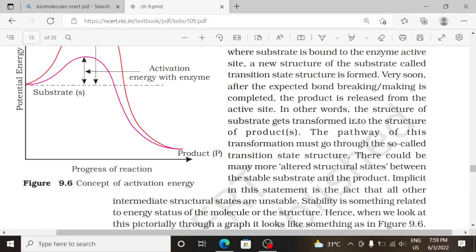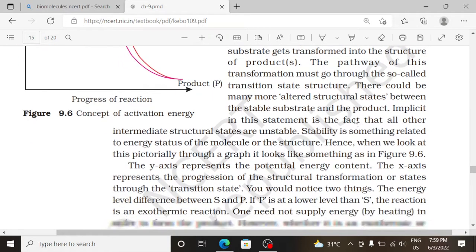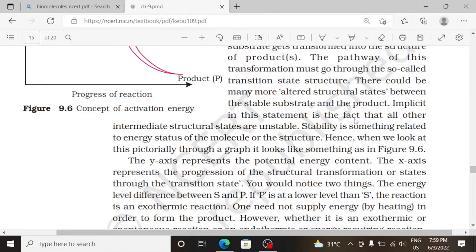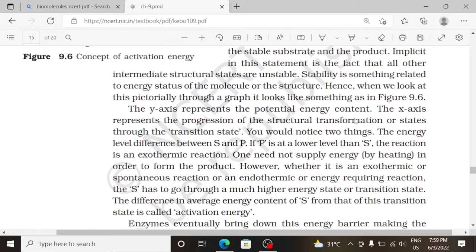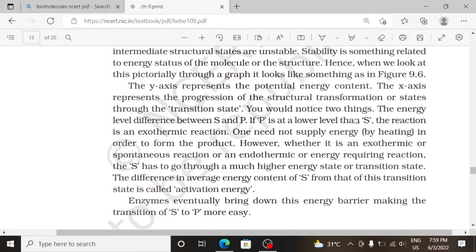In other words, the structure of substrate gets transformed into the structure of products. The pathway of this transformation must go through the so-called transition state structure. There could be many more altered structural states between the stable substrate and the product. Implicit in this statement is the fact that all other intermediate structural states are unstable. Stability is something related to energy status of the molecule or the structure. Hence, we look at this pictorially through a graph. It looks like something as in figure 9.6.